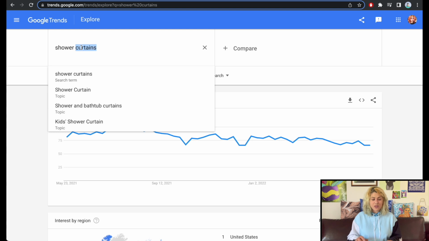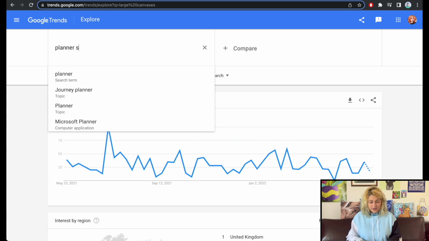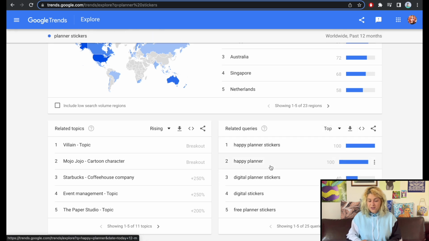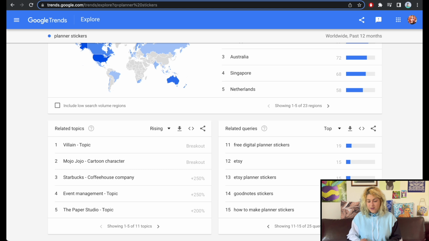And let me just also do something like planner stickers. We do have on the rising Happy Planner stickers, which is a brand, Happy Planner digital stickers, free planner stickers, planner with stickers, the Happy Planner pretty much getting the market, but also free digital planner stickers, and Etsy planner stickers, how to make planner stickers. So Google Trends is definitely a good tool to research what you want to sell and where you want to sell it. But as I said, I'm also going to be visiting the social media platforms of these marketplaces to show you what they're doing.